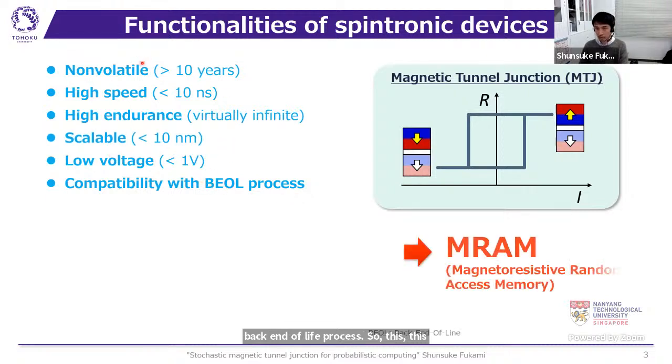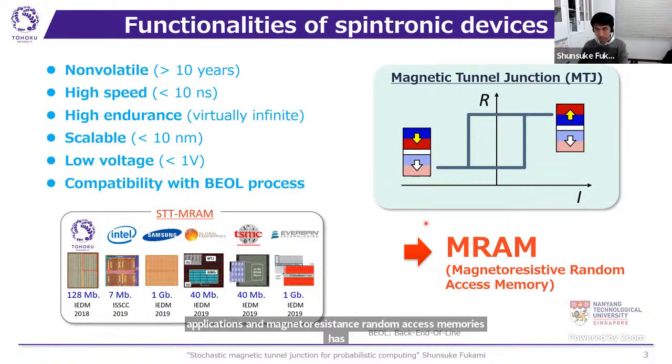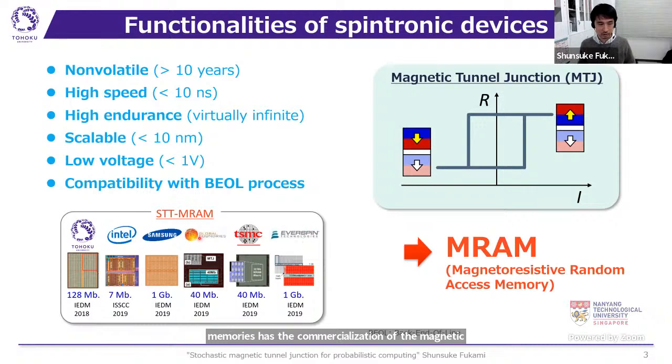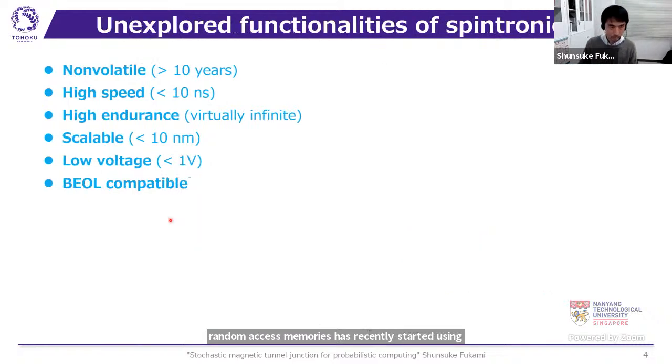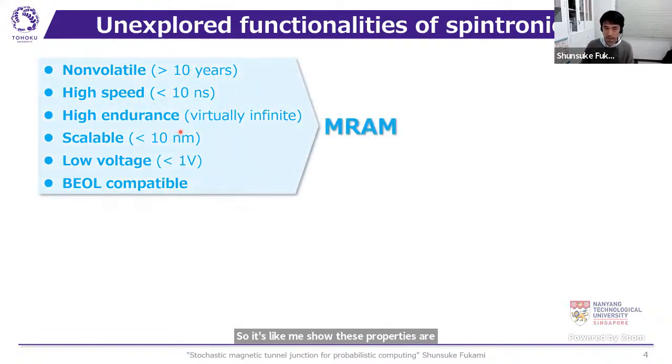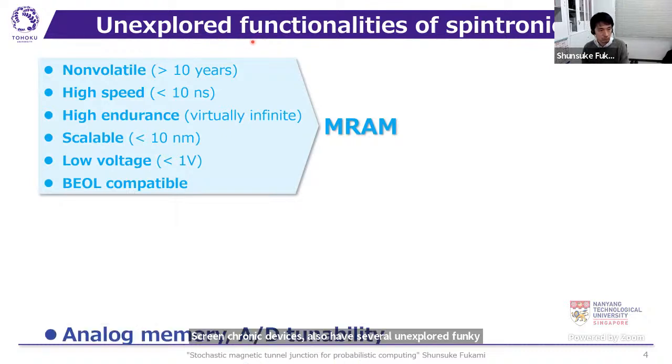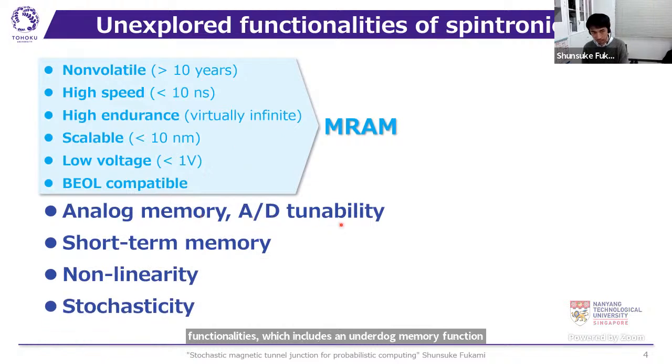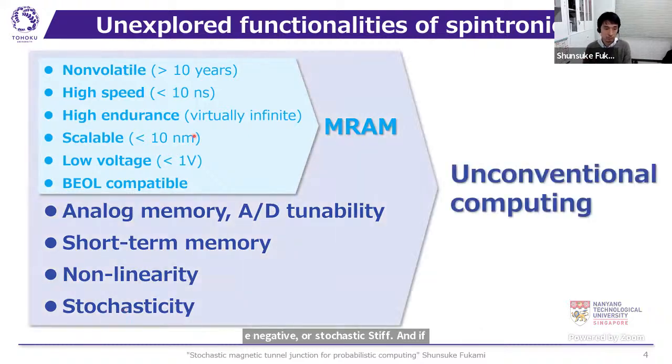These properties are very promising for random access memory applications, and commercialization of magnetic random access memories has recently started using spin-transfer-torque-induced magnetization switching. But spintronic devices also have several unexplored functionalities, including analog memory functionality or analog-digital tunability, short-term memory functionality, nonlinearity, and stochasticity. If we use these properties, we can expect a new paradigm of unconventional computing. Today I would like to concentrate on stochasticity and show a possibility to utilize it for unconventional computing.